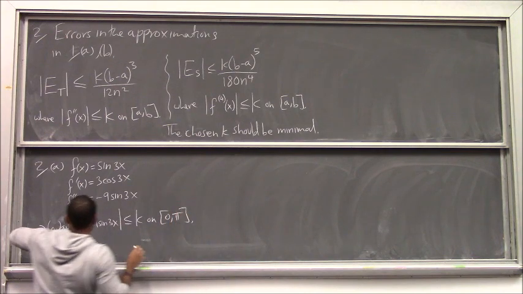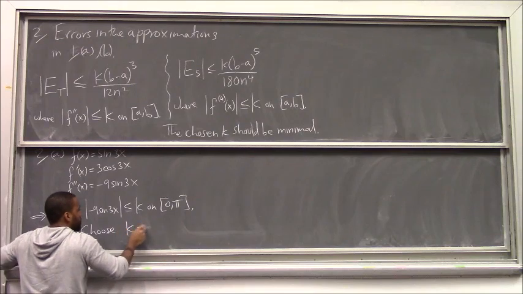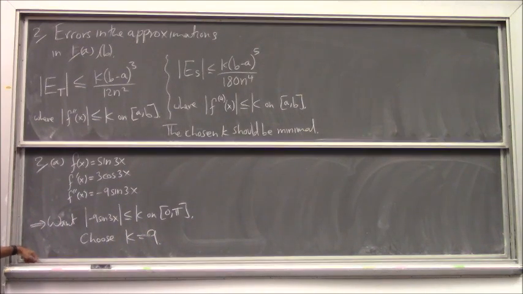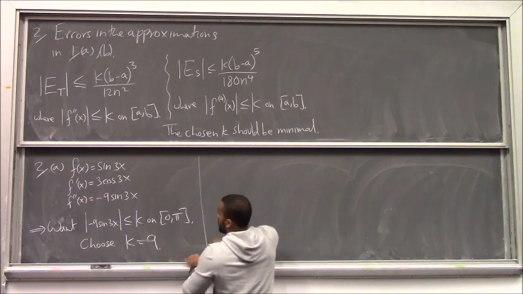Can you tell me a nice K to choose? 9. Choose K equals 9. Because my sine function is going to be less than 1 in absolute value, so 9 times that in absolute value should be less than or equal to 9. So I'm not going to say K equals 1,000, even though it's true. That's just going to overblow my error estimation. So I would choose K equals 9.